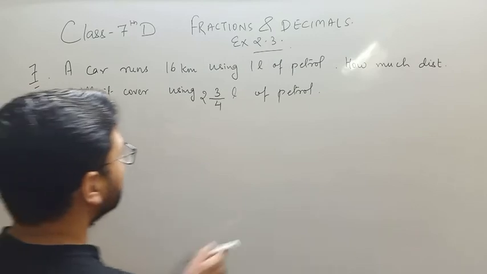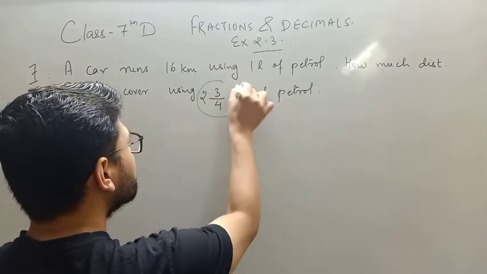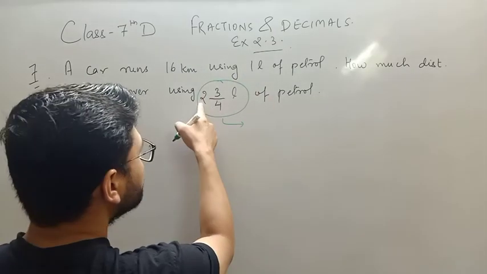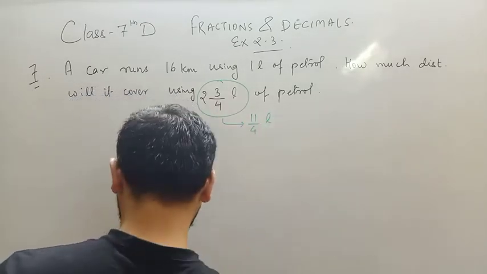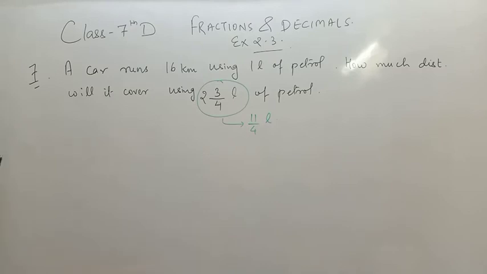First you need to convert this mixed fraction into the simplest form. So you can write 4 2s are 8 plus 3, 11/4 liters. Now what you will write?